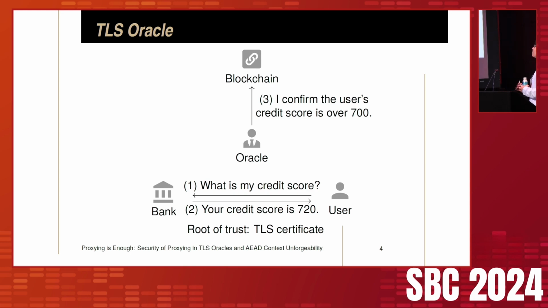That's what the TLS oracle is for. We can imagine that some user, such as me, talks with the bank about my credit score. Maybe we can have some sort of oracle that chips in to this communication. The oracle can see our communication with the bank, and at the end of the communication, be able to say something to the blockchain, like maybe about my credit score. Maybe the oracle will be able to say that my credit score is good enough, such that I'm eligible for some offer on the blockchain.